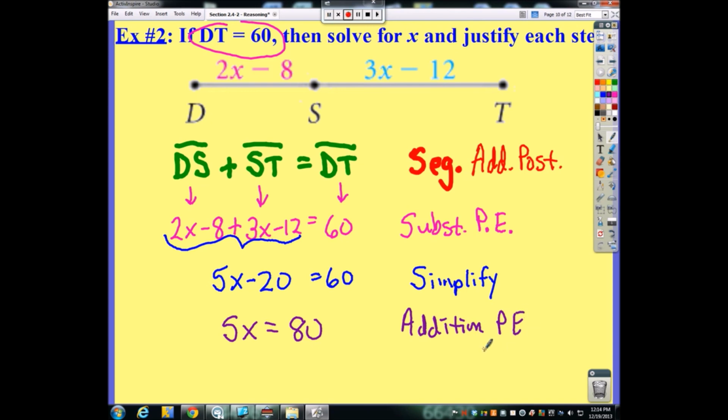And now if I want to get x all by itself, because that's what I need to solve for up here, I would divide by 5. So if I divide by 5, 80 divided by 5 is 16. And I divided both sides, so I used the division property of equality. I have gotten to the very end of this problem, so now I know that x equals 16, and I'm done with that proof.